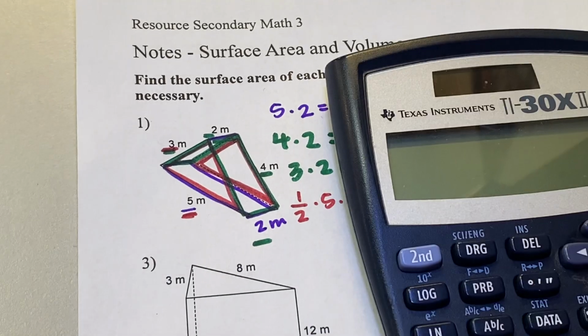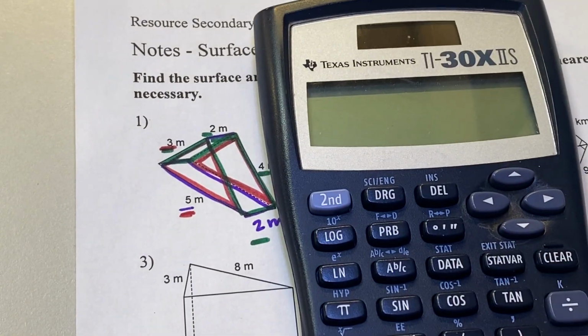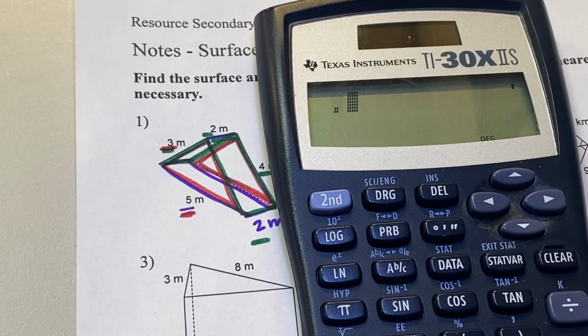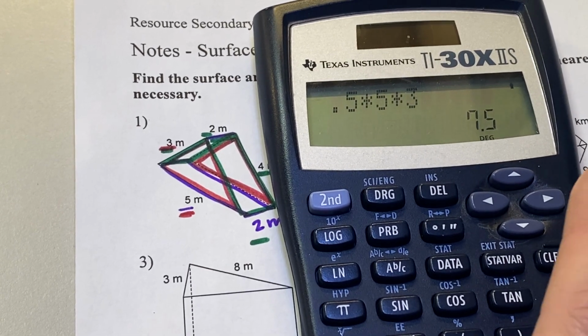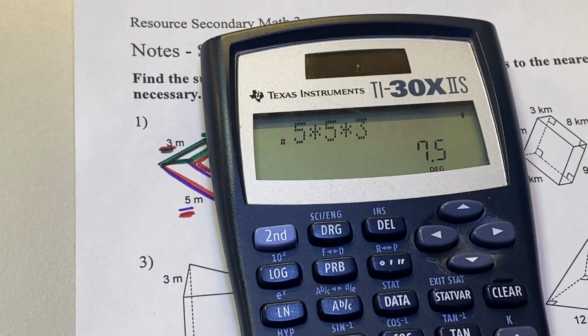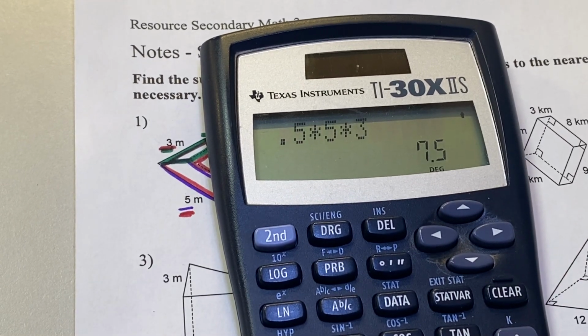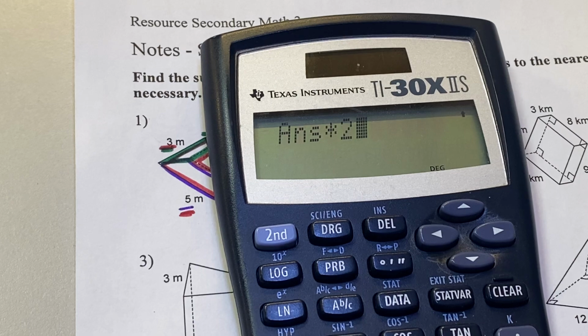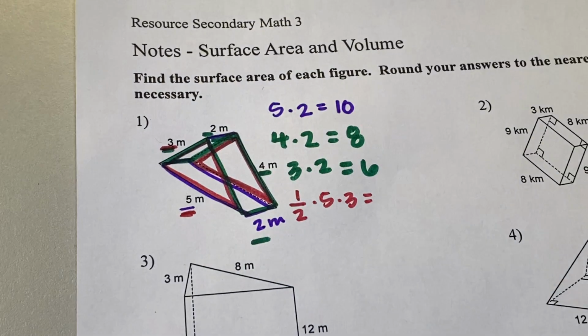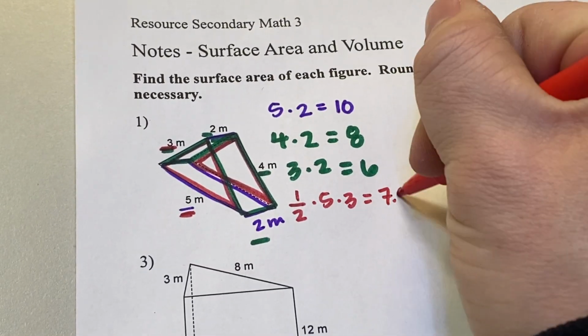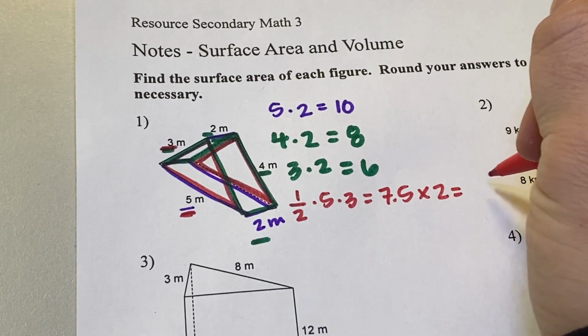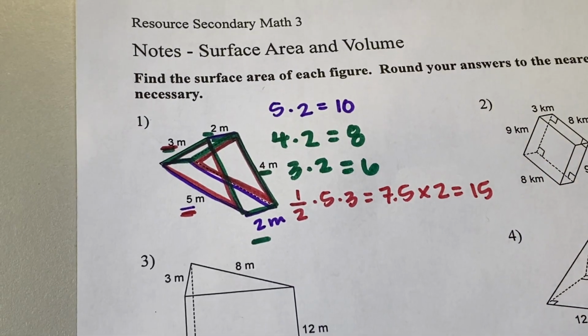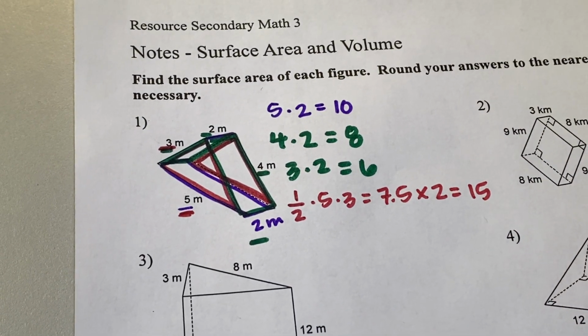That's okay. I'm going to go in my calculator. Turn it on. 0.5 times 5 times 3. It's going to give me 7.5, and then again I have 2 of those faces, the front and the back, so multiply that by 2. 7.5 multiplied by 2 gave me a total area of those 2 faces of 15.